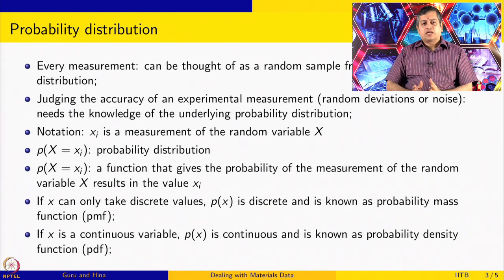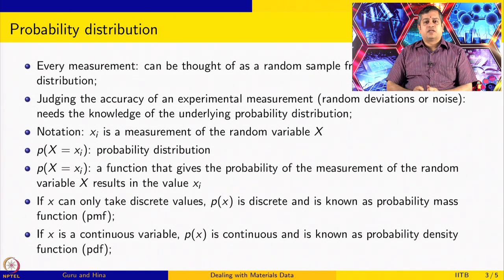And in this scenario, then judging the accuracy of the experimental measurement, because we know that it should be a distribution like that, and any variation from that because of random deviations is the noise. And so, if we understand the underlying probability distribution better, then we will be able to understand the accuracy better in our measurements. We are going to use the following notation.